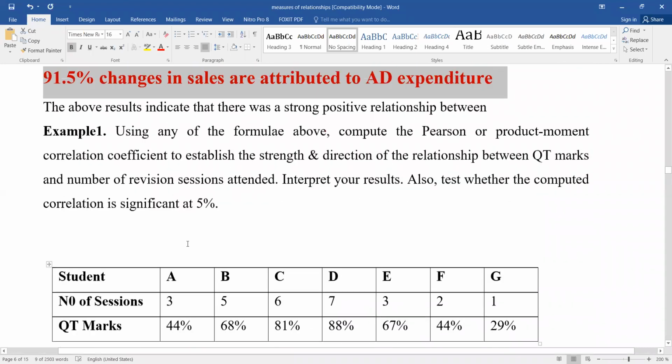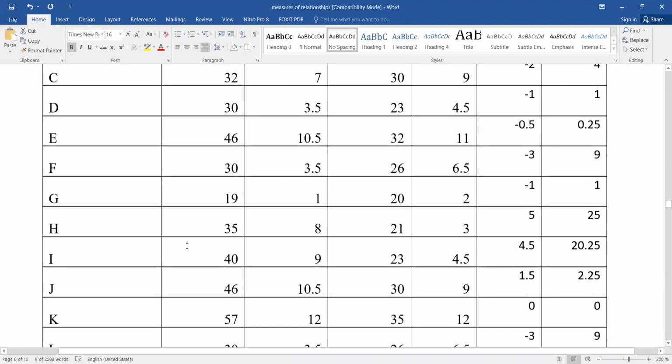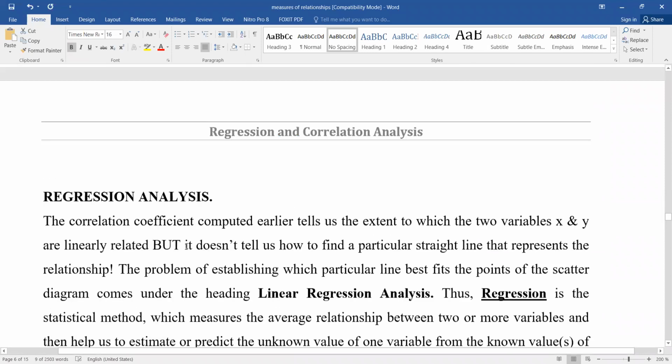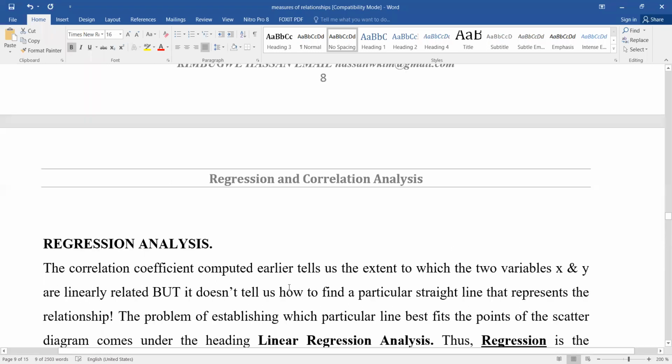That is correlation as regression analysis. We look at the last topic, which is regression analysis, and it is similar. That should take us the next 10 to 15 minutes. Correlation tells us to what extent two variables X and Y are linearly related, but does not tell us how to find a particular straight line that presents the relationship.